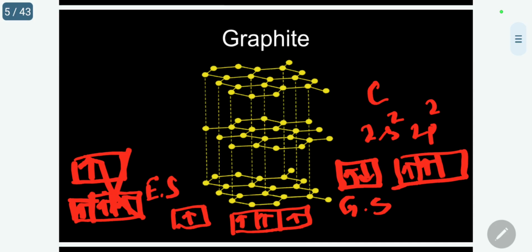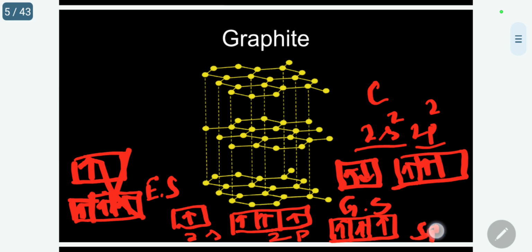So what is happening now? In the case of graphite, what is undergoing now? This is the configuration we told, 2s and 2p. In the excited state, the 2s orbital and two 2p orbitals undergo hybridization to form 3 hybridized orbitals. We call this sp2 hybridization.